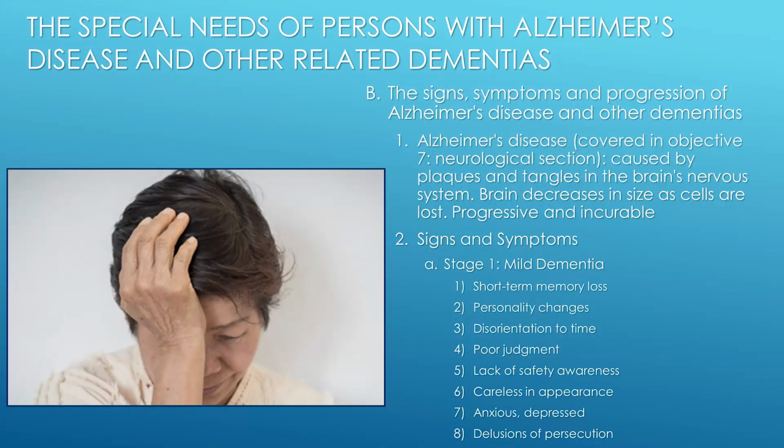The signs and symptoms and progression of Alzheimer's disease and other dementias. Alzheimer's disease is caused by plaques and tangles in the brain's nervous system. The brain decreases in size as cells are lost. It's progressive and incurable. Signs and symptoms, Stage 1, mild dementia: short-term memory loss, personality changes, disorientation to time, poor judgment, lack of safety awareness, carelessness in appearance, anxious, depressed, delusions of persecution.